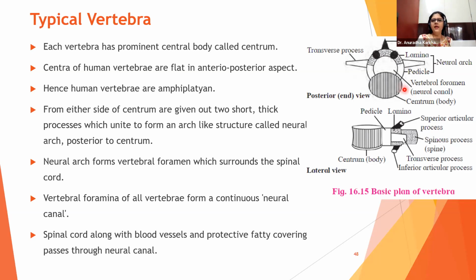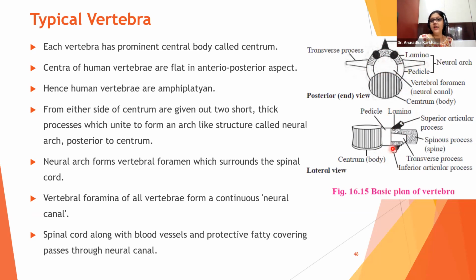Correct? So they are making a very specific circular arc, which is called the neural arc. Fine. Now see, here also you can see, this neural arc will form from here like this. Okay, from here you can see this lamina. Can you see this here, the lamina? Correct? Now see, neural arc forms the vertebral foramen.